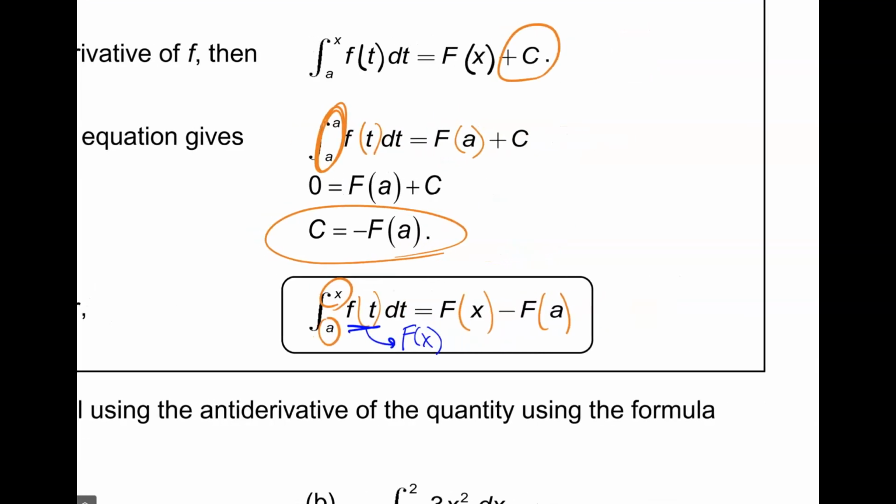I think an example would probably make more sense than me talking about it, because there's a lot of vocab that you can get lost in.